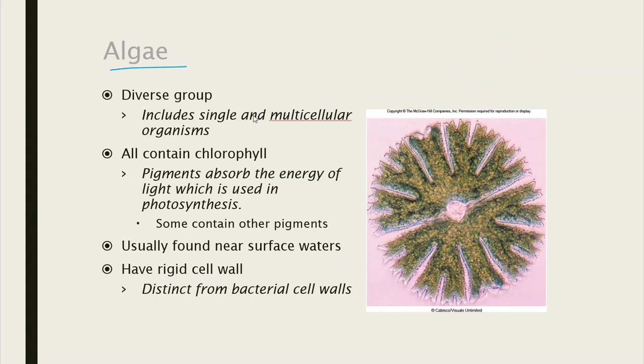Algae, a lot of single and multicellular. These guys, but that more like a colony though than a true multicellular organism. Algae do chlorophyll. That means that they're photosynthetic. They use it to produce their food. These guys, you see them around waters. If you've ever seen a greenish colored pond, these guys have rigid cell walls, but they're not made of the same material that the bacteria are.